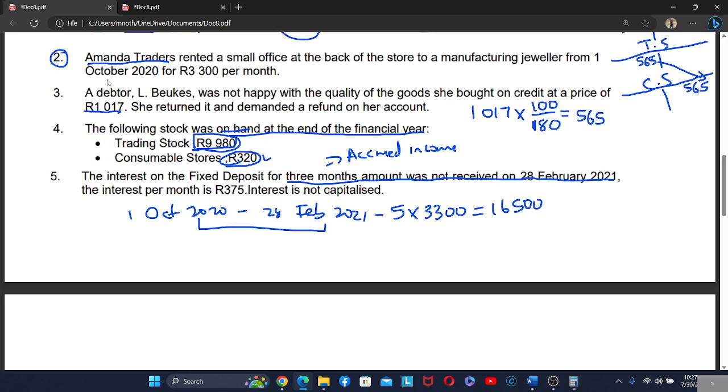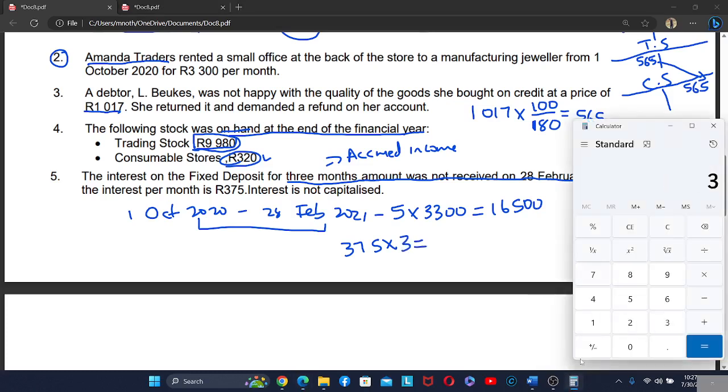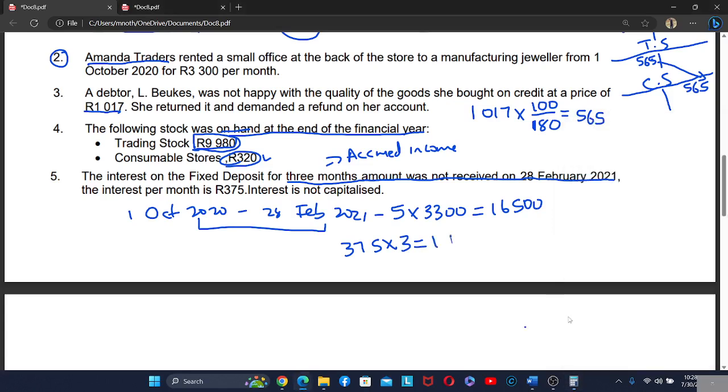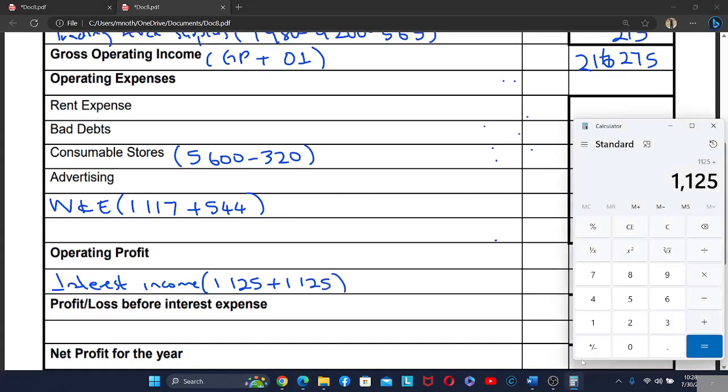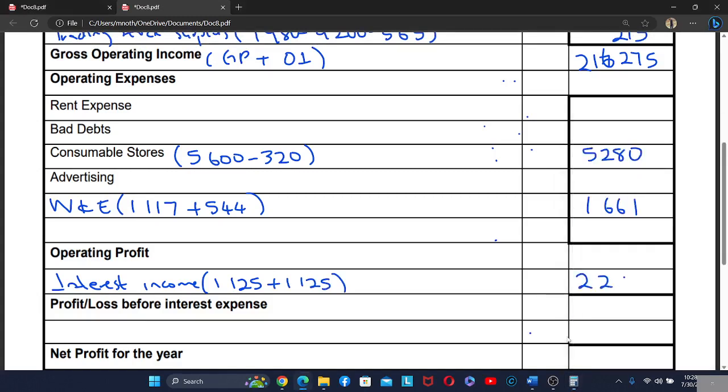Interest per month, it is 375, right? But then we are told that we did not receive the interest on fixed deposit for how many months? 3 months. So multiply by 3. So 375 multiplied by 3, that is 1,125. So we must go and add the accrued income, 1,125. Is equal to 2,250.